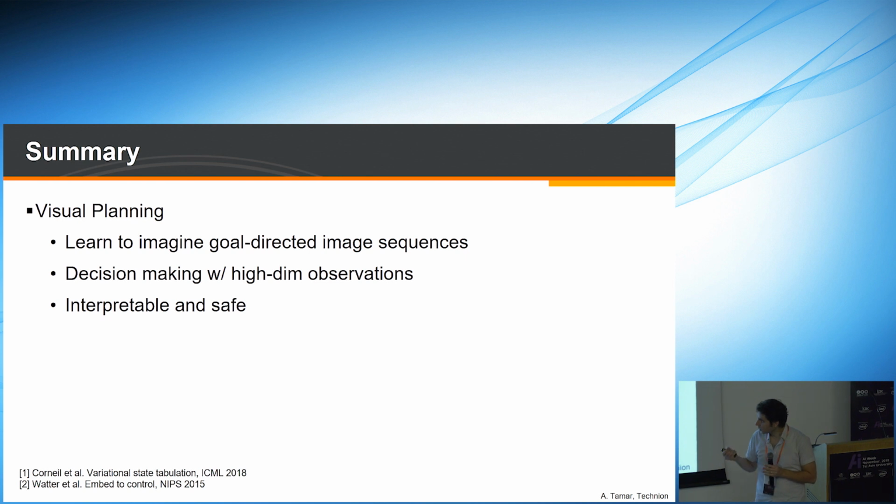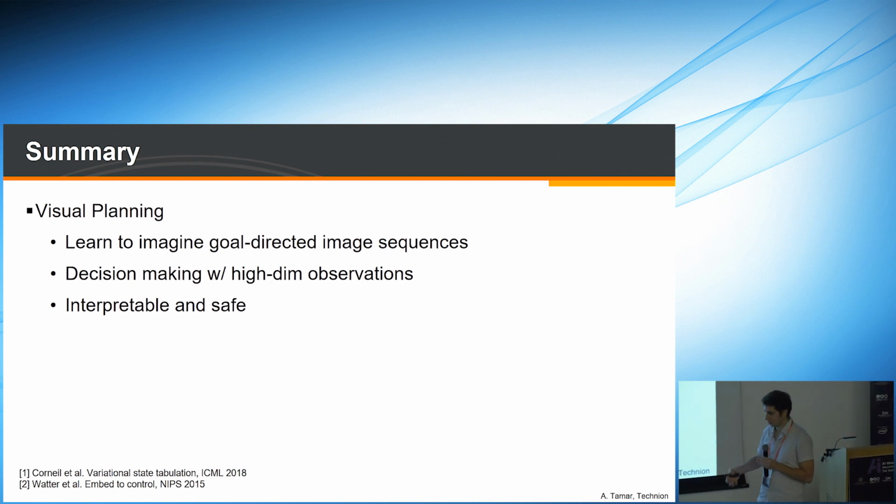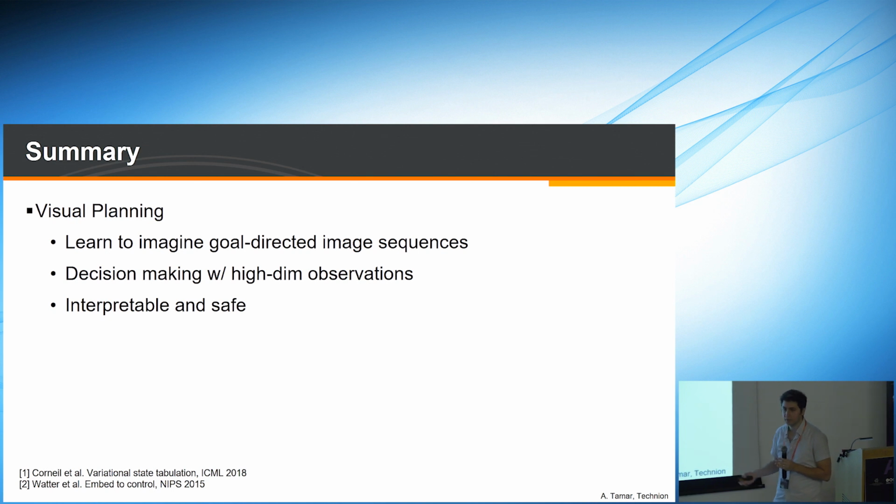The main benefits of it is that it's interpretable and safe. So once we can imagine what the robot is going to do or what the robot wants to do, we can have a human operator that looks at that and intervenes if that's necessary.